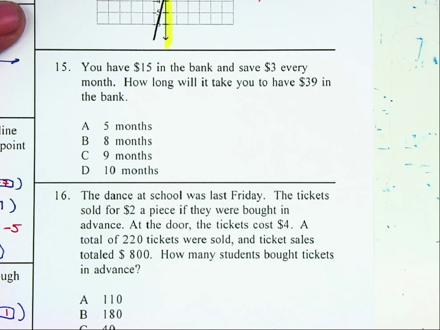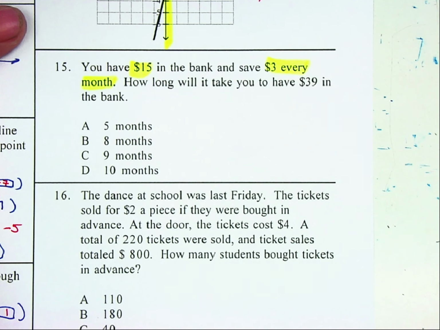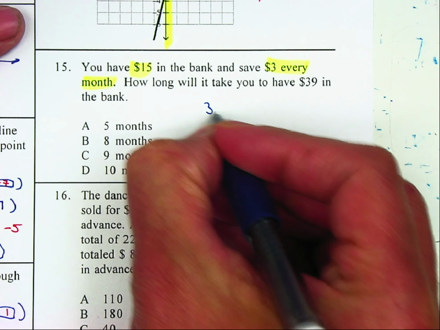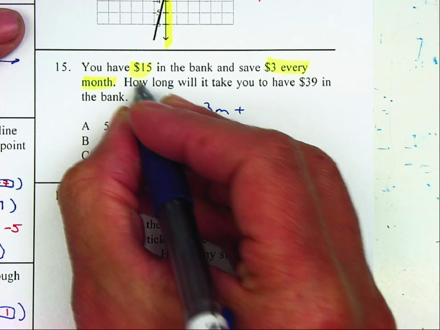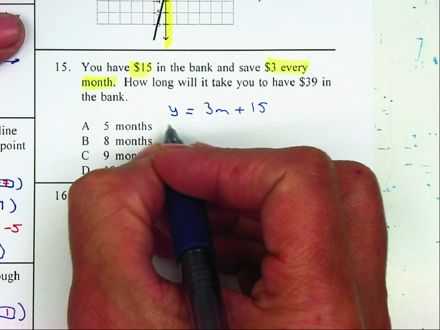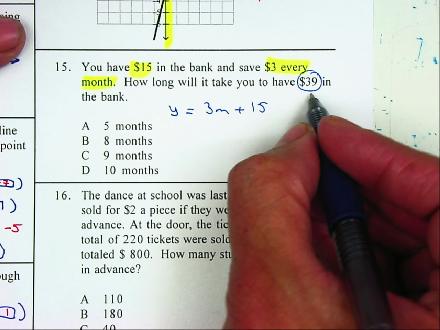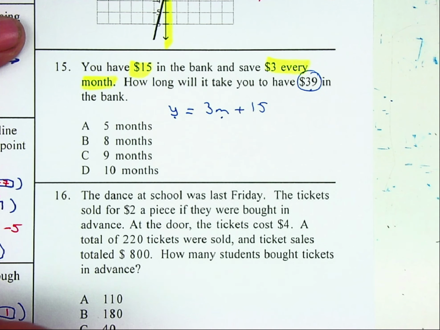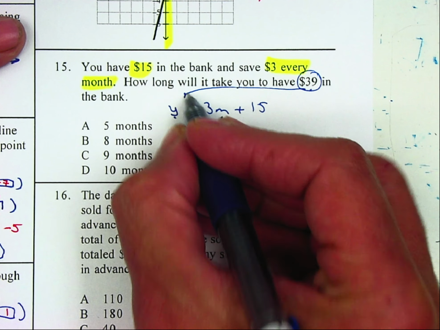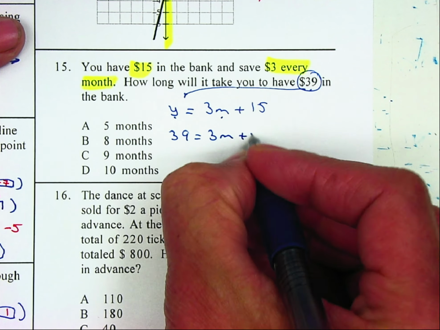Which is the one that repeats over and over again? The 15 or the 3 every month? The 3 every month. So it'll be 3m plus your initial amount, which is 15, equal to y. How long will it take you to have $39? Will the 39 go into the m or into the y? Into the y. So it'll be 39 equal to 3m plus 15.